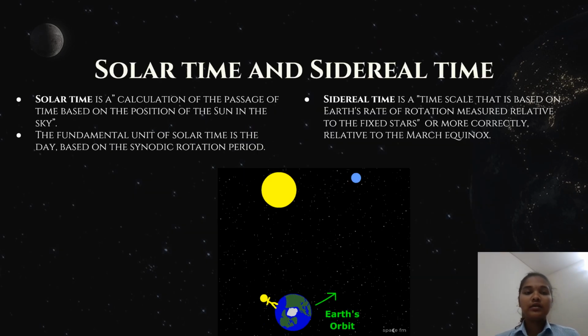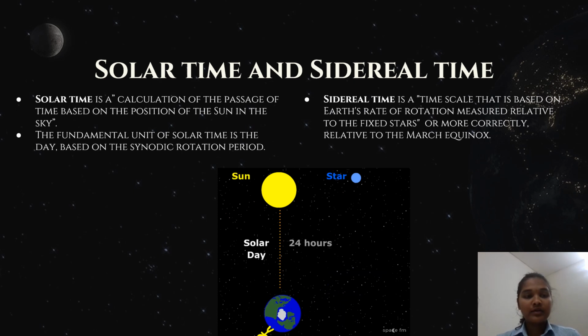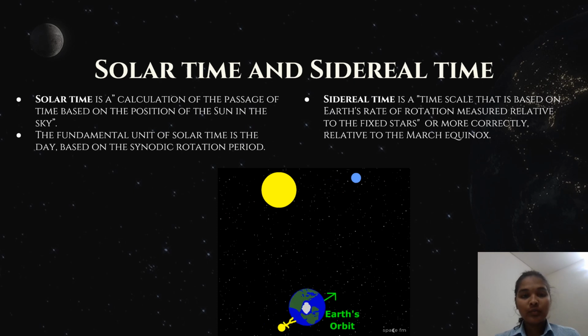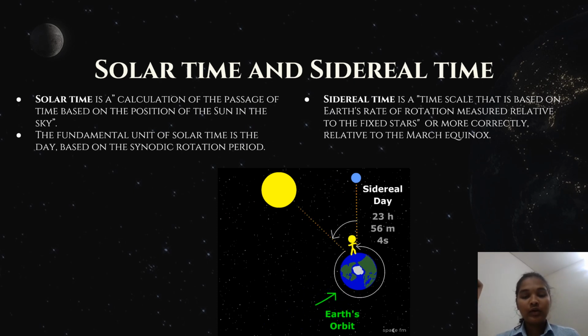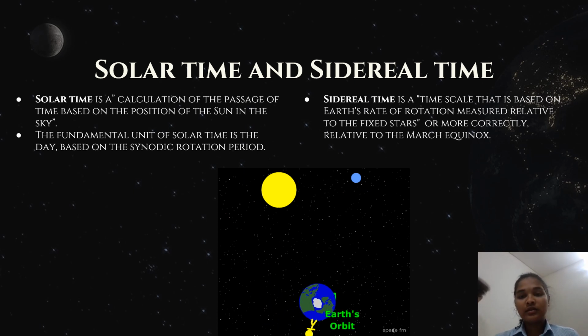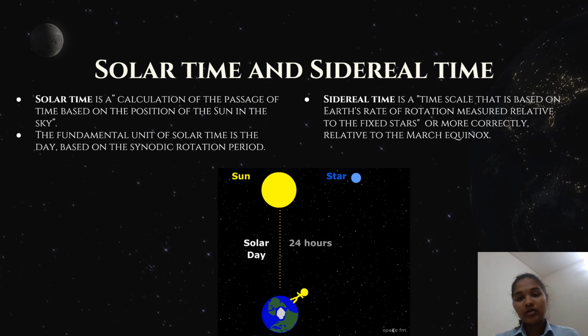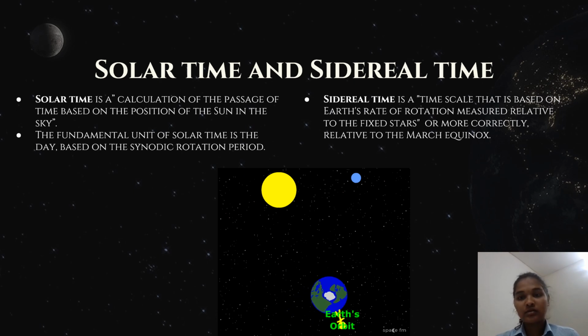And now we will see solar time and sidereal time. Solar time is a calculation of the passage of time based on the position of the sun in the sky, and the fundamental unit of solar time is obviously the day. Sidereal time is a time scale based on the Earth's rate of rotation measured relative to the fixed stars.